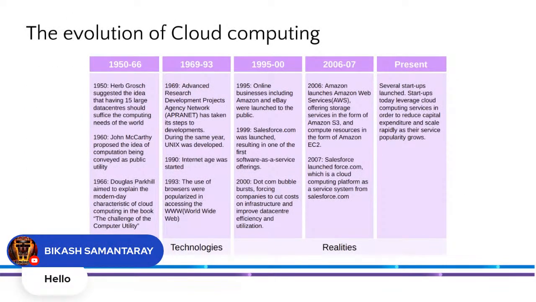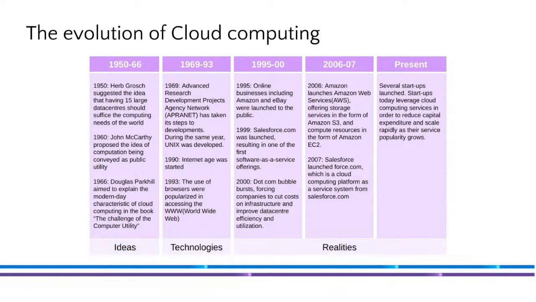So let's go to the evolution of cloud computing. Initially, around the 1950s to 1966, Herb Grosch suggested the idea that 15 large data centers should be sufficient for the computing needs of the world. Why is it 15 specifically? Because they would be set up in every location, in every region.